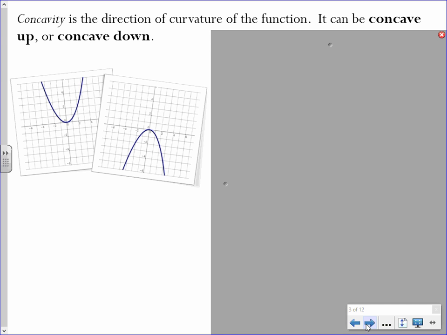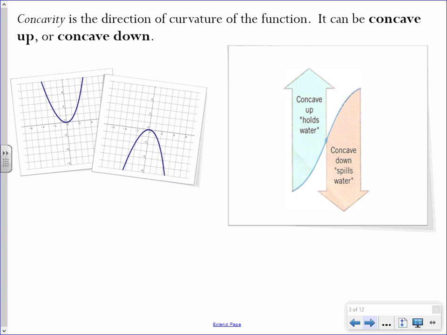To remember the difference, concave up would hold water, concave down would spill the water out. Okay? So this parabola is all concave up, this parabola is all concave down.